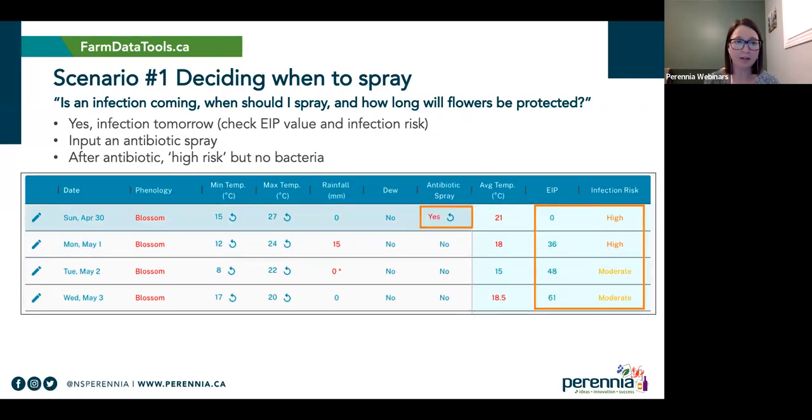So I've put in that antibiotic spray, and after that you can see it has completely knocked back the bacterial population represented by the EIP. So now that's 0 and that's reset. And so the next day isn't going to reach that threshold bacterial level because it's been wiped out and it's starting back over again. So in this case, that infection has been downgraded from infection, and then it goes down to a high risk still because you still have all 3 of the factors. You just don't have enough of a bacterial population to get washed into the base of the flower.